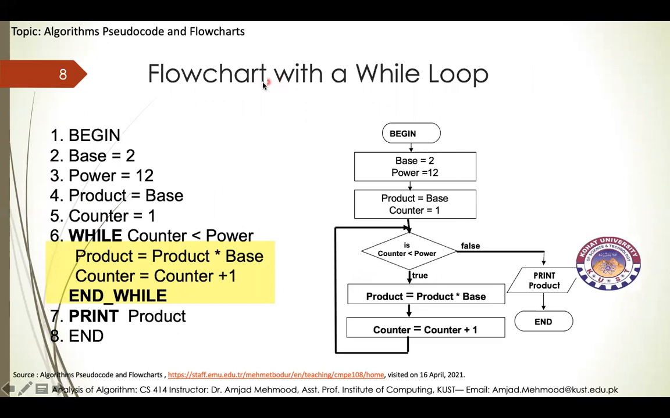This is a flow chart with a while loop. You can see here that in this statement, if the condition is true, this block will be executed, and then this will be incremented by 1, and each time it will be checked whether the condition is true or false. If the condition is true, the block will be executed, and when the condition gets false, it will come out of that loop.